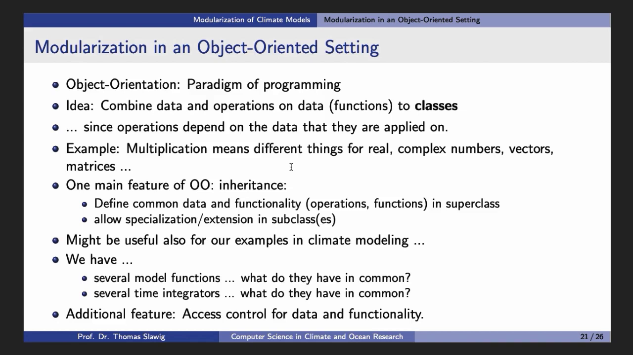An additional feature in object-oriented programming, which is regarded as an advantage, is the access control for data and functionality. So if I write a class, I can clearly define that some member functions can be used by the user of this class, and some others can only be used internally.